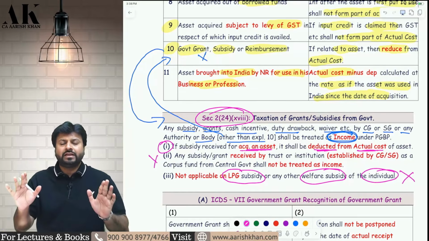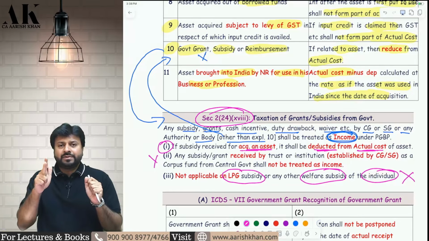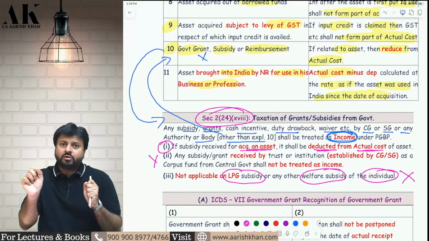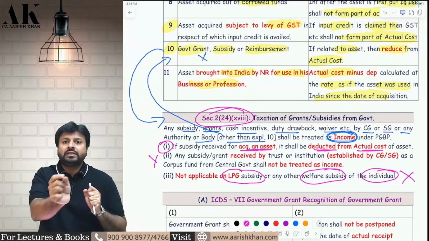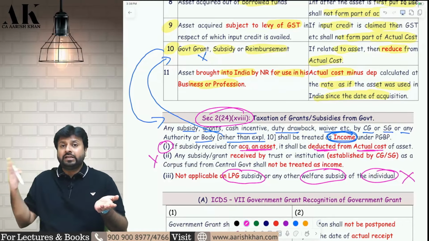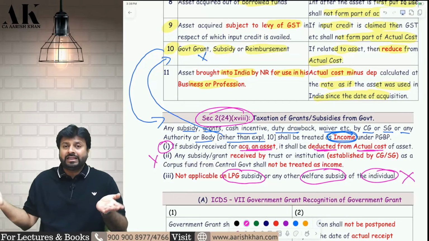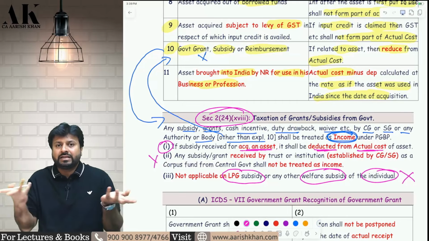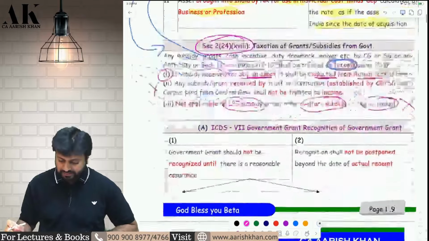Okay. So you have to be very clear. If the subsidy, grant or reimbursement is with respect to a fixed asset, reduce it from cost. If it is for any other thing, then you have to take it as income. Suppose the government is giving you a subsidy for an electricity bill or for purchasing raw material, then it is not for a fixed asset. Then it is an income. As simple as that. I hope it is clear to all of you.